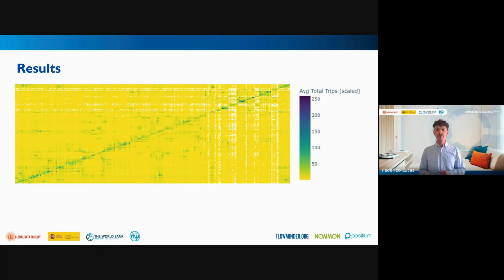From an empirical perspective, we know the heat map should be more colorful, and that is exactly what we get when we use mobile phone data. If we did the same analysis for a home-based survey, you would get many more blanks than with this technique.